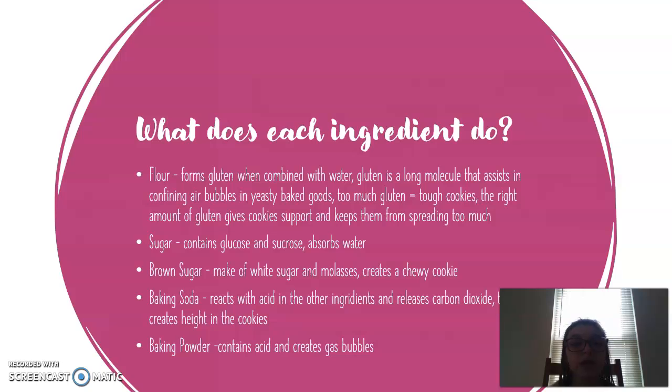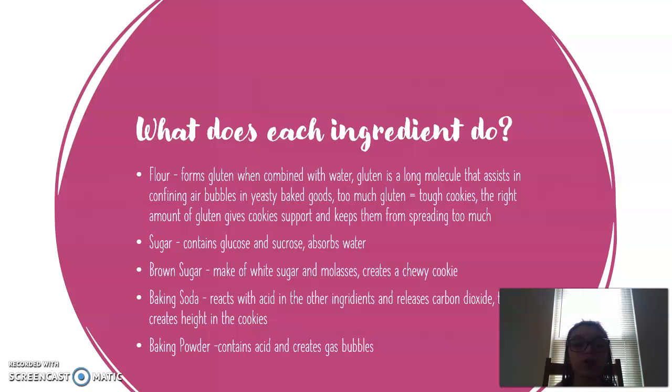The next thing I'm going to tell you about is what each ingredient does. Flour forms gluten when combined with water. Gluten is a long molecule that assists in confining air bubbles in yeasty baked goods, such as bread. Too much gluten can equal tough cookies. The right amount of gluten gives cookies support and keeps them from spreading too much.